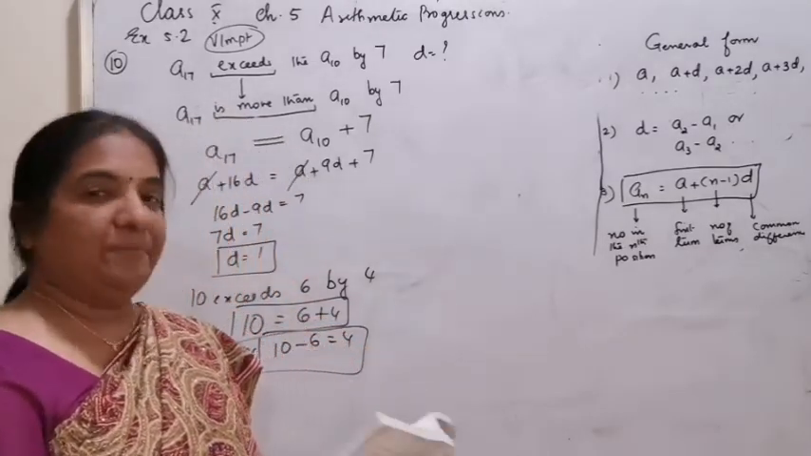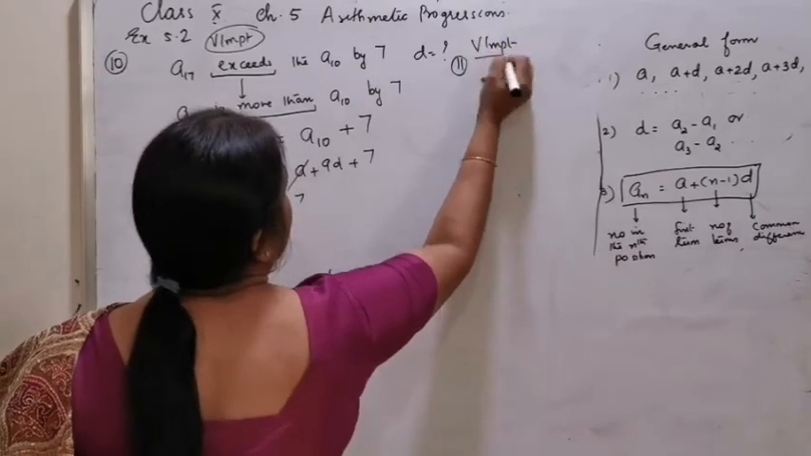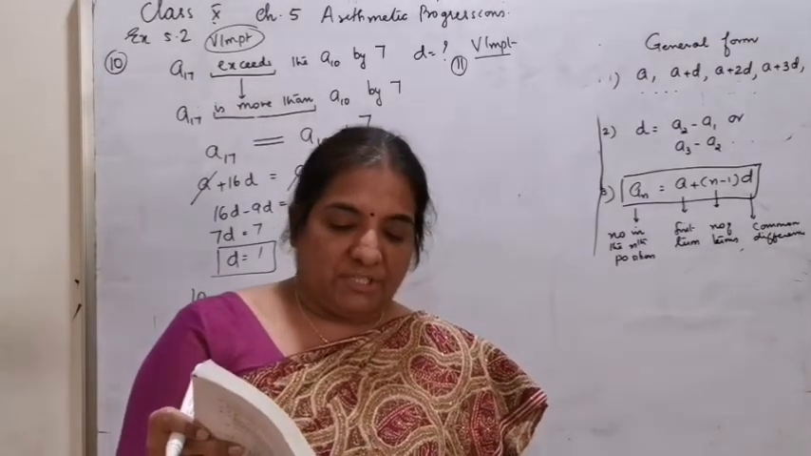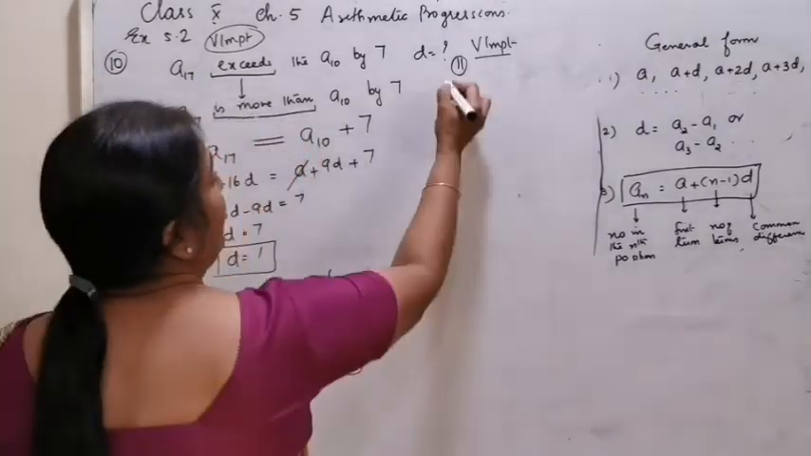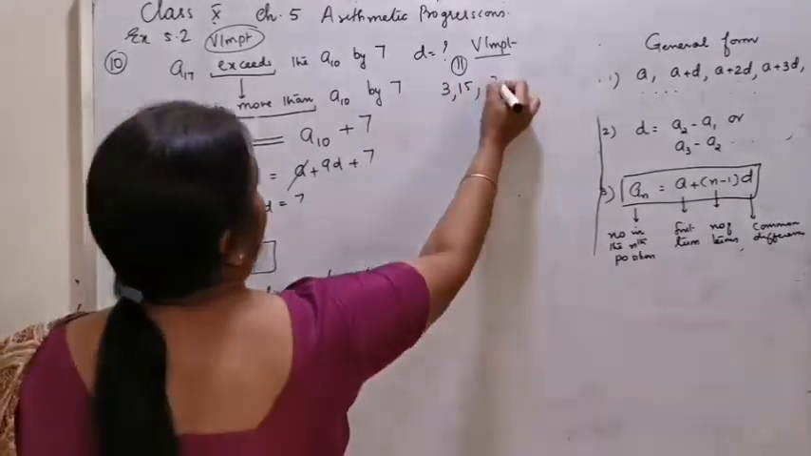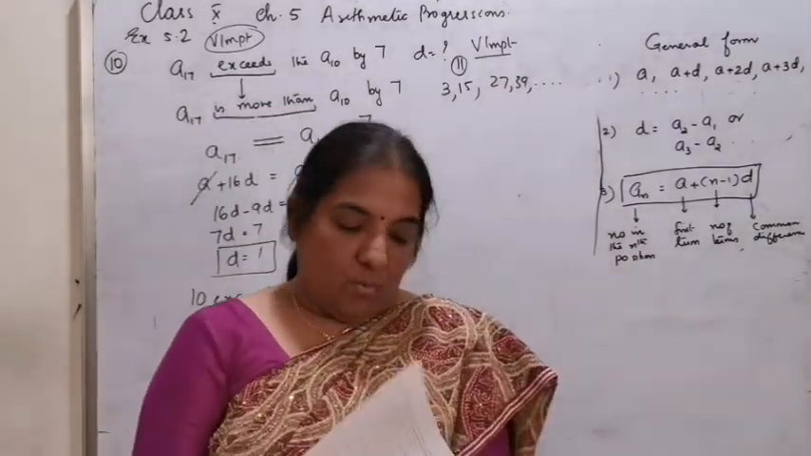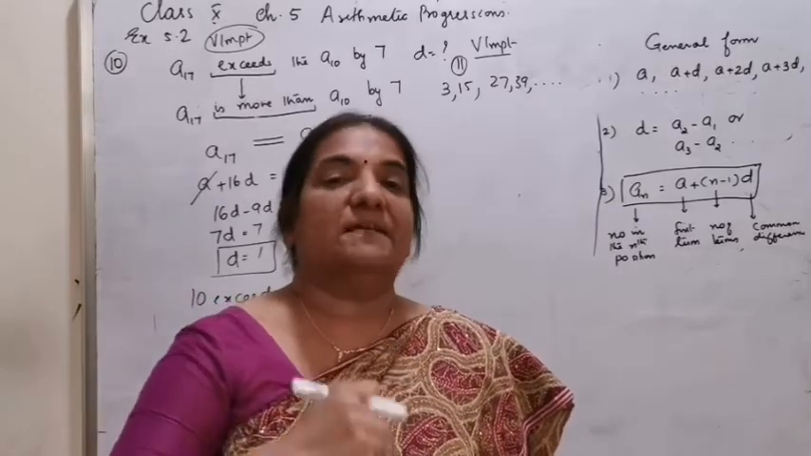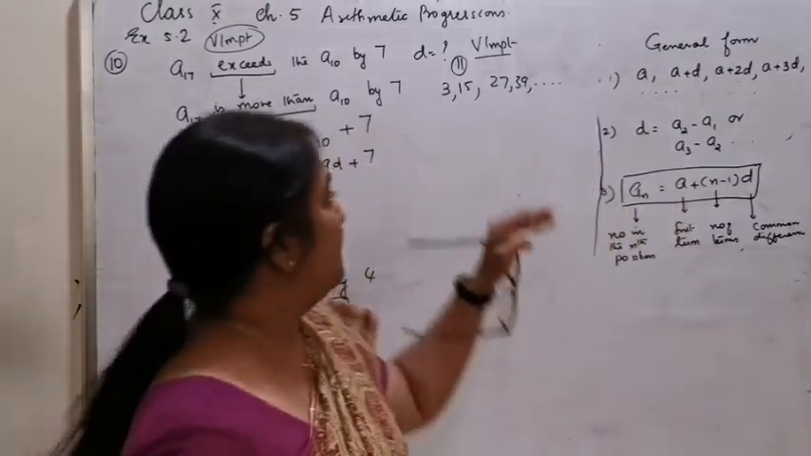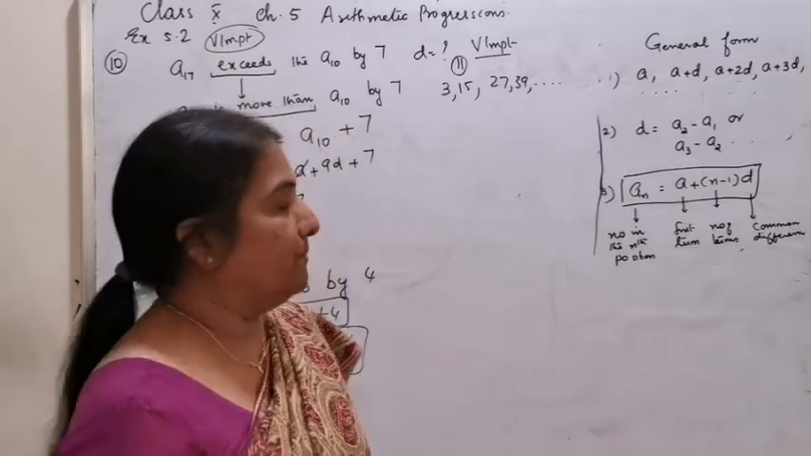Question number 11. Another important question. Very important question. Please understand that very well. It's a very simple one. Which term of the AP, the AP is given to you, 3, 15, 27, 39, etc. will be 132 more than its 54th term. That means which term of the AP will be 132 more than the 54th term.